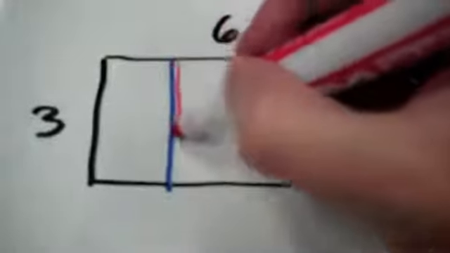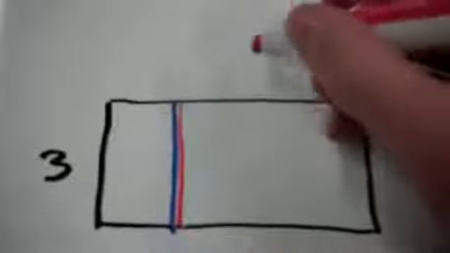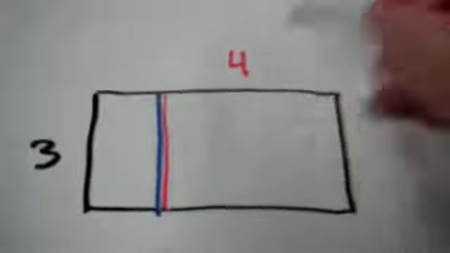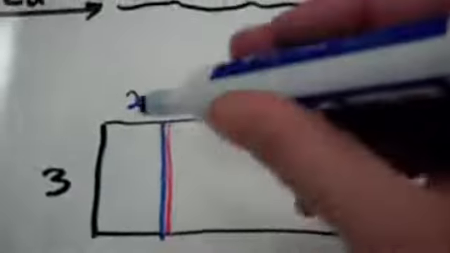So here is my red rectangle, and instead of it being 6 for the length now, I'm going to have a length of 4 for my red rectangle and a length of 2 for my blue rectangle. It's still 3 by 6, it's just a 3 by 2 now and a 3 by 4 rectangle.